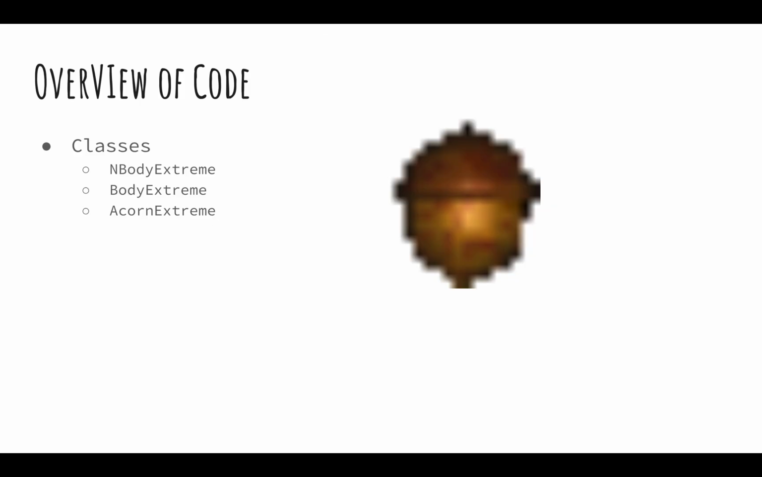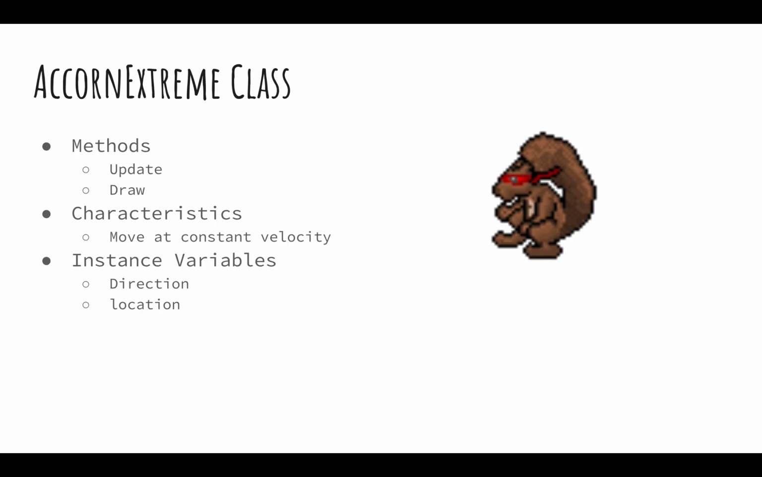Okay, so my next slide is an overview of the code. There's three classes. The two default classes that everyone had to have were nBody and body. Those are my nBody extreme and body extreme, and of course there are changes so that I could adjust. And my third class is Acorn Extreme. The Acorn Extreme class has two methods, update and draw.